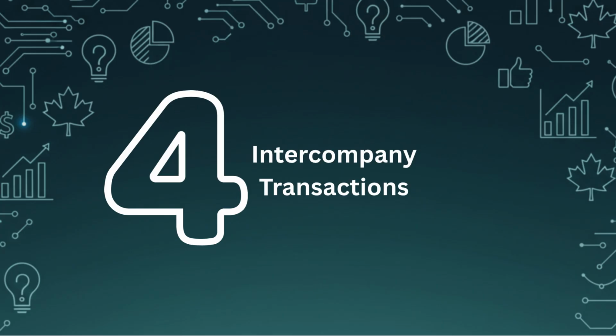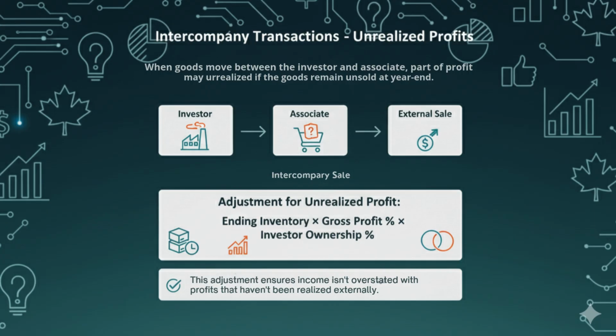That's where intercompany transactions come in, and they can really complicate things. When goods move between the investor and associate, part of the profit may be unrealized if the goods remain unsold at year end. To fix this, we use the formula: ending inventory times gross profit percent times investor ownership percent. This adjustment ensures income isn't overstated with profits that haven't been realized externally.